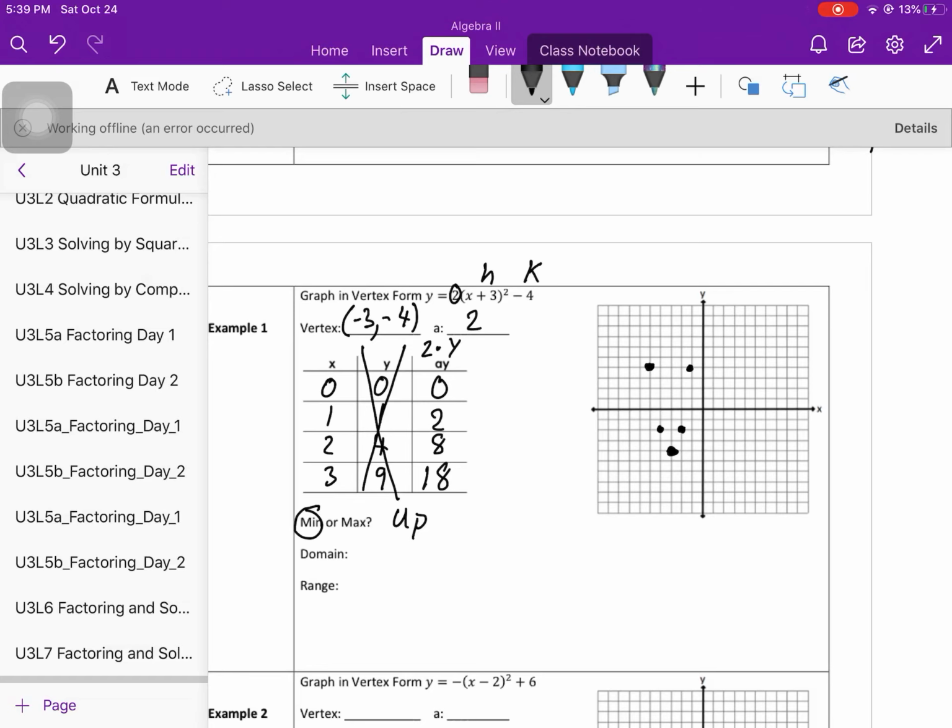Should be right there and right there. And then we could graph the 3 and the 18, but that's going to be off the grid. So we're actually good enough right there. If it's going to go way off the grid, don't even worry about it.